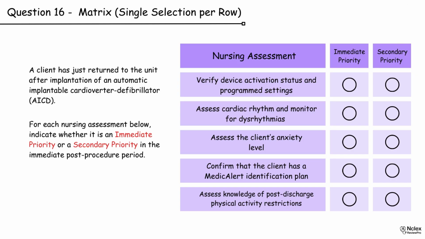Here are the correct classifications. Verifying device activation status and program settings is an immediate priority. Assessing cardiac rhythm and monitoring for dysrhythmias is also an immediate priority. Assessing the client's anxiety level is a secondary priority. Confirming a medical alert identification plan is a secondary priority. Assessing knowledge of post-discharge physical activity restrictions is also secondary.